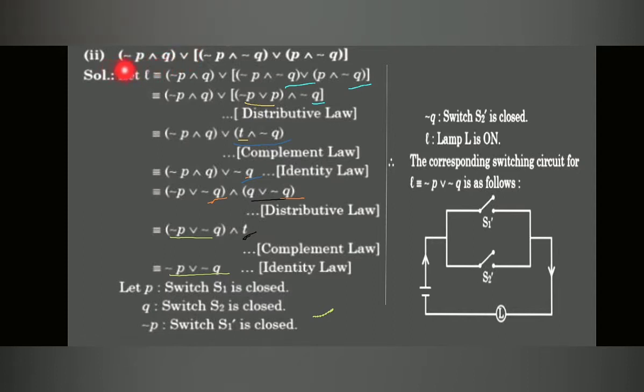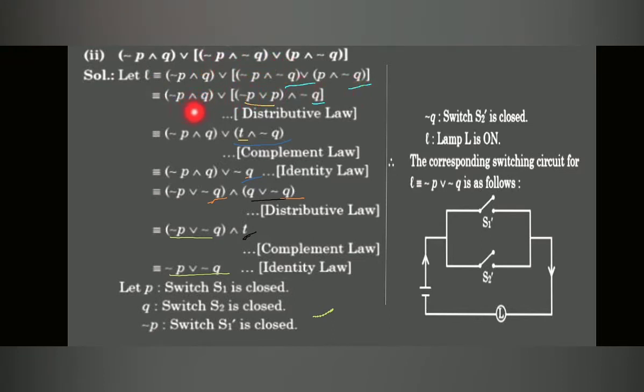The statement is: (¬P ∧ Q) ∨ (¬P ∧ ¬Q) ∨ (P ∧ ¬Q). Solution. Let L be equivalent to the given statement. Write it down as the first step.